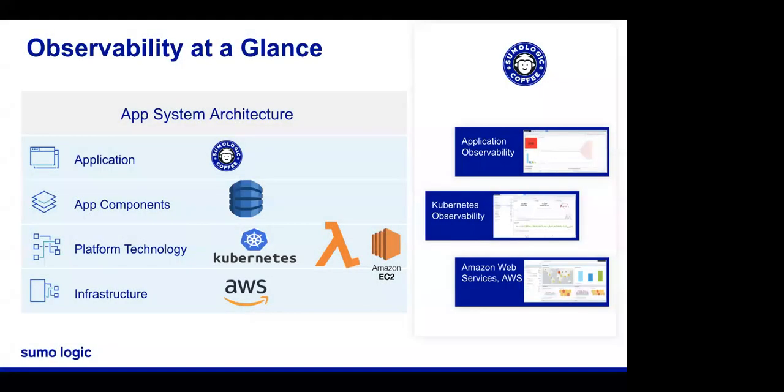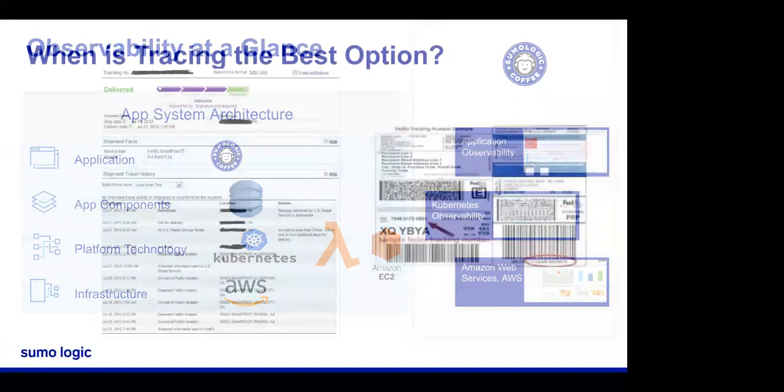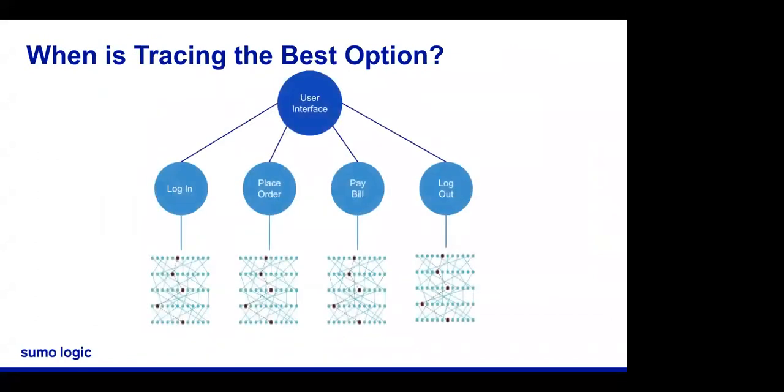Okay. Now, when we talk about observability at a glance, we're looking at our infrastructure information, and obviously we want to be able to see that. But we also want to look at our platform technologies, whether we're using Kubernetes, Lambda, whatever, as well as our app components and our application. So when we look at observability, we want to see how things go from our application to our various components into our platform technologies. And we want to be able to see that tracing, that transactional activity, and how it occurs.